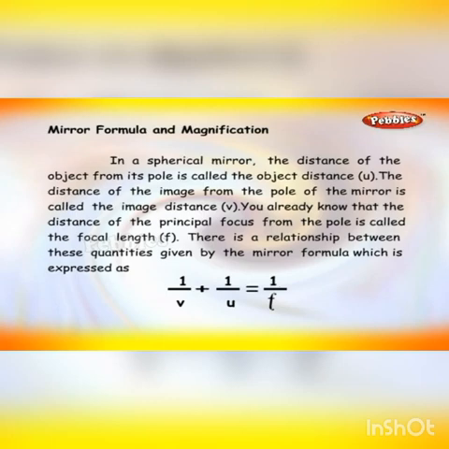Mirror formula and magnification. In a spherical mirror, the distance of the object from its pole is called the object distance, or u. The distance of the image from the pole of the mirror is called the image distance, or v. You already know that the distance of the principal focus from the pole is called the focal length, f. There is a relationship between these quantities given by the mirror formula, which is expressed as 1/v + 1/u = 1/f.